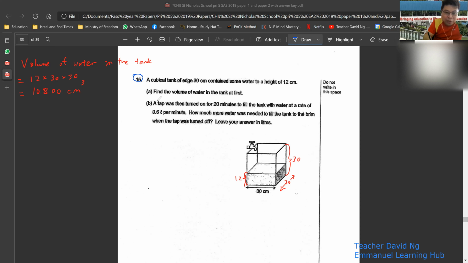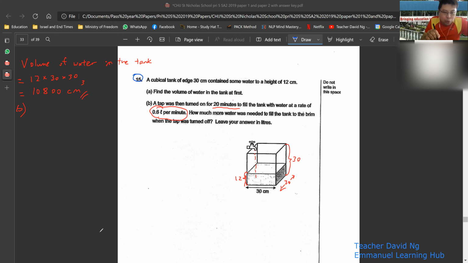Okay, now let's continue. Find the volume of water in the tank at first. So you already got the volume of the water in the tank at first. Okay, bravo. A tap was then turned on for how long? 20 minutes, to fill the tank with water. The tap was turned on for 20 minutes to fill the tank with water at the rate of 0.6 liters per minute. Do you notice they give you the rate and the time?